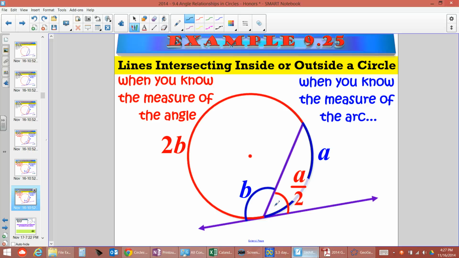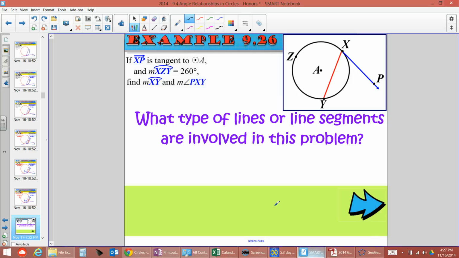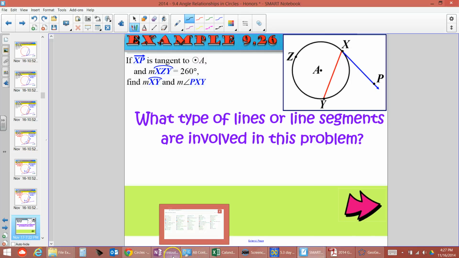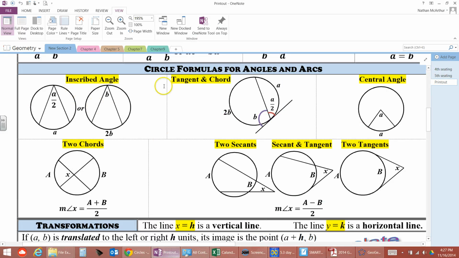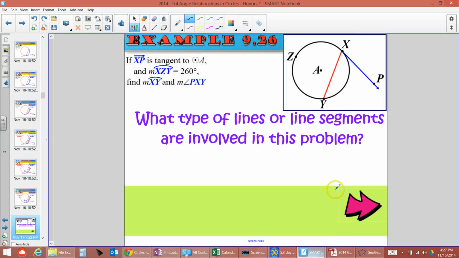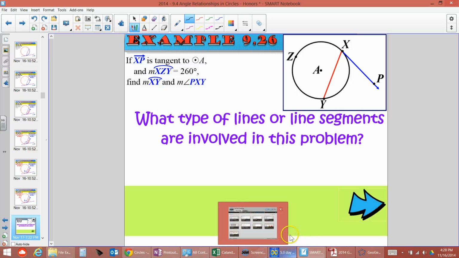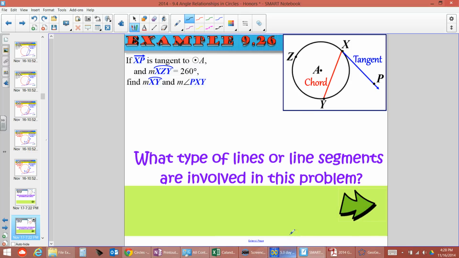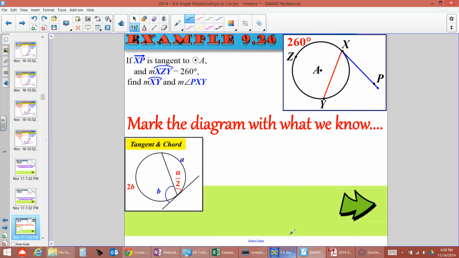This is example 9.25. Pause the video if you need to fill it in correctly. All right, so what type of lines or line segments are involved in this problem? This is where it's going to help you with the cheat sheet. Notice how on the cheat sheet it says tangent and chord, 2 chords, 2 secants. It helps you if you can identify the type of lines in the problem. Here we have a tangent and a chord, so my cheat sheet is going to tell me to look up tangent and chord.